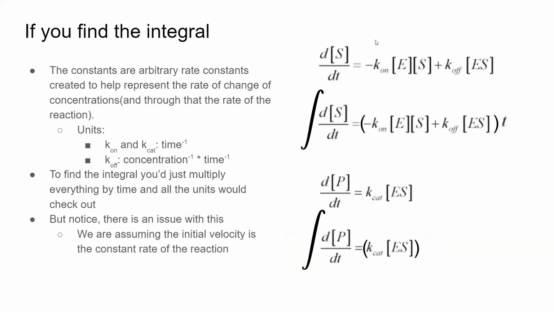Maybe, like me, you think that if we found the integral of those differential equations, we can assume that it equals the concentration of the substrate or product at a given time, since the units check out and end up giving you a value with the concentration unit. But take into account that if we did that, we would be assuming that the initial velocity of the reaction is remaining constant, but we know that that is not true. So something else must be done to model the concentration of the species.